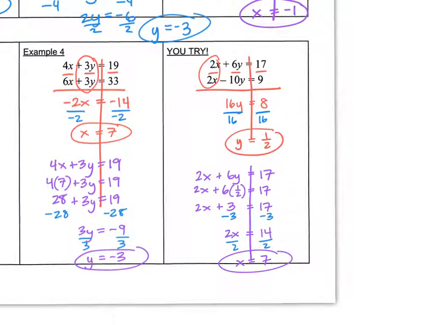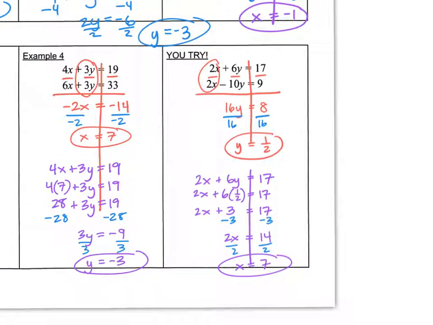Here's a solution for the last problem in the notes. We subtract straight across. And when we subtract the 2x minus the 2x, that gives us a 0. Remember, our goal when we add or subtract is to get a 0 with either the x's or the y's. There's going to be lots of mistakes here, but just be sure that you're subtracting a negative 10 for this. So 6 minus a negative 10 is positive 16. 17 minus 9 is equal to 8.